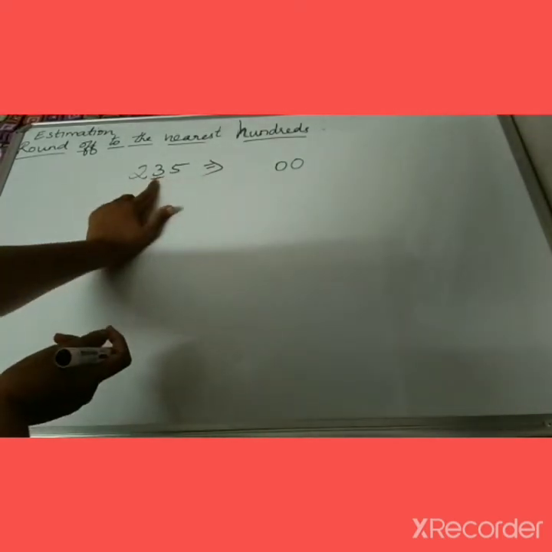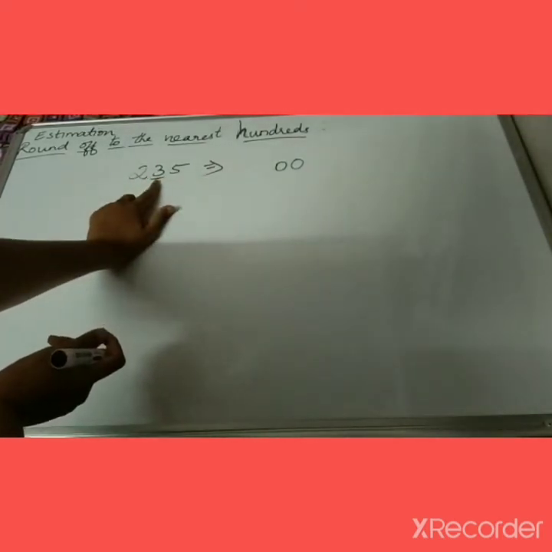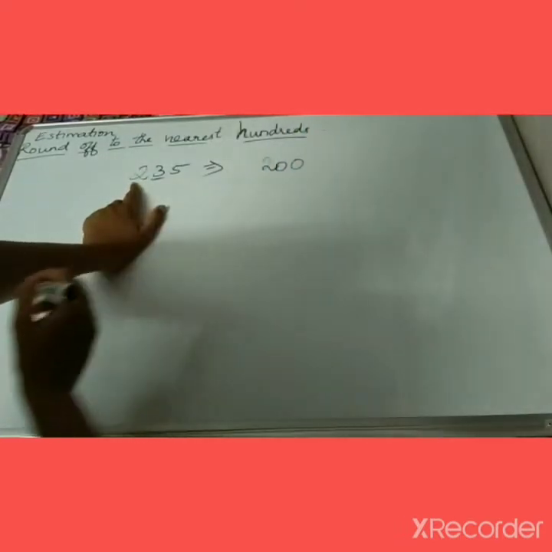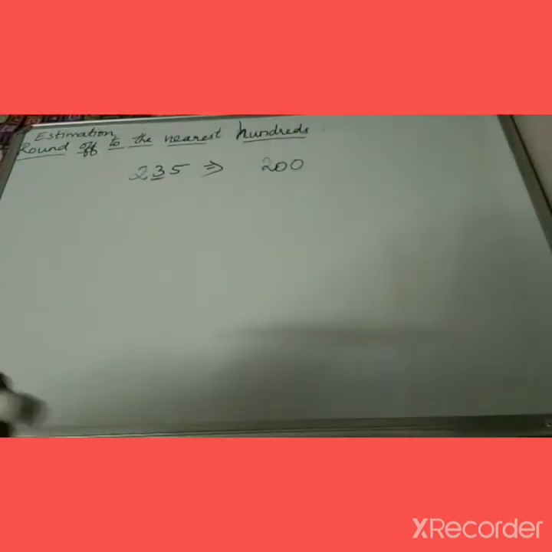And we have to look at the number in the tens place. If the tens place number is less than 5, we will put the same number 2. Clear? Next, consider one more example.